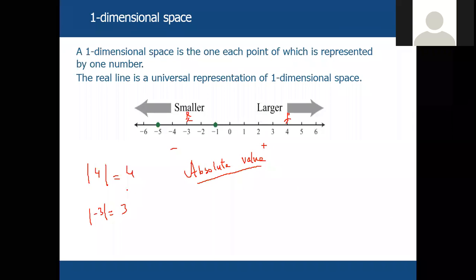Okay, Hadia, thank you. You're welcome. May I, sir? Yes. Absolute value is specifically to show a distance between two numbers. Great, excellent.